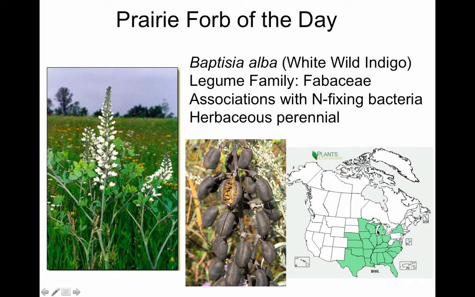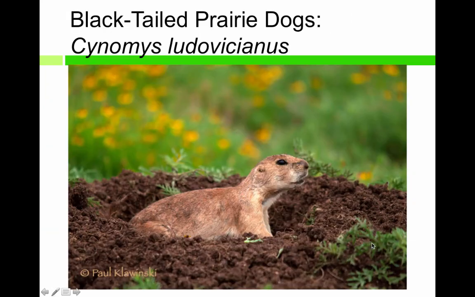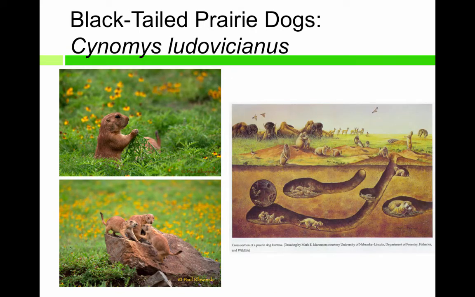And you can see the distribution. It's fairly widespread in the eastern half of the United States. The animal of the day is the black-tailed prairie dog, Cynomys ludovicianus. This is a picture that I took at Wichita Mountains Wildlife area down in Oklahoma. These are colonial living organisms. They live in prairie dog towns where many of the individuals are related to one another.